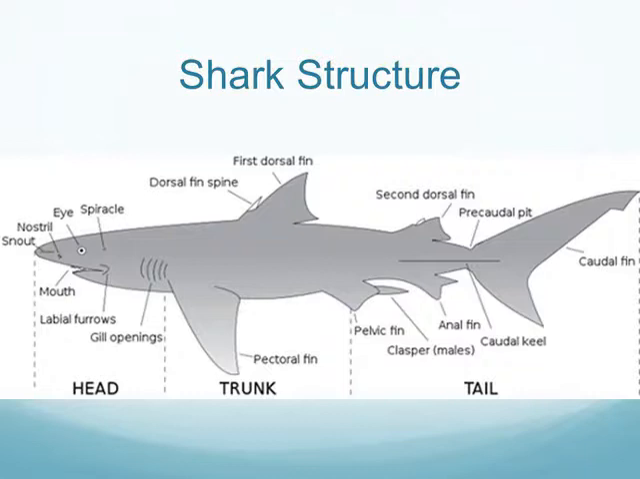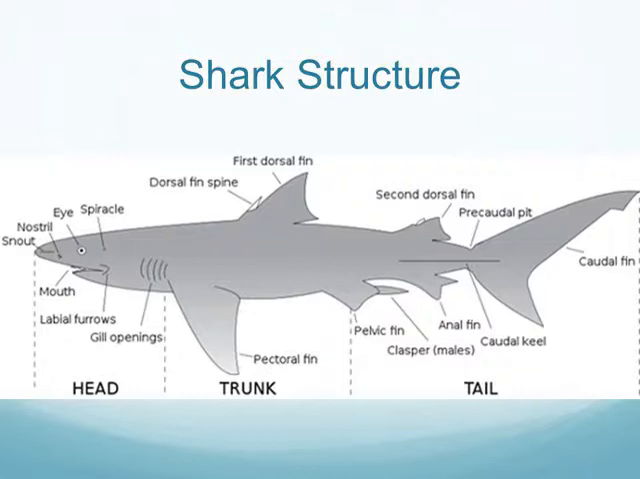Let's see, they have gill openings. Do keep in mind that their gill openings do not have a cover over them like normal fish do. They tend to have two dorsal fins, so you'll have your first dorsal and your second dorsal fin. You'll have your caudal fin, which is differently shaped from regular bony fishes.